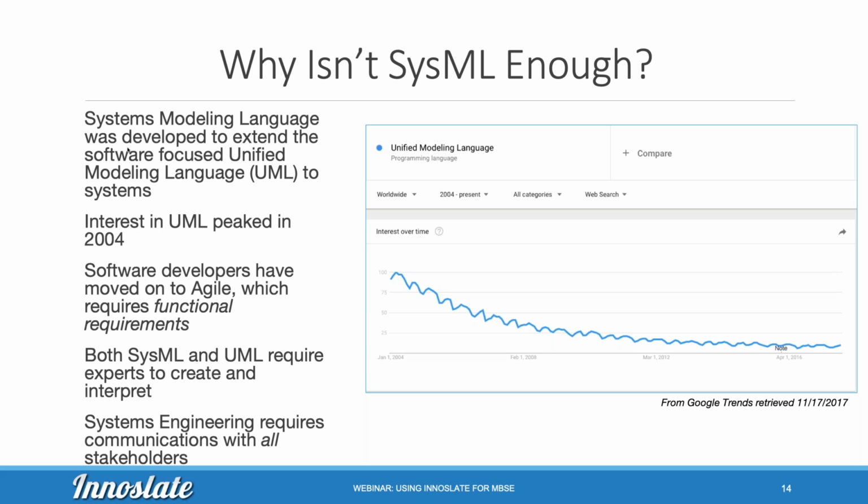So the software guys have moved on to something called Agile, and Agile is not Agile Systems Engineering. Please don't confuse the two. They're very different. And so people will yell at you if you try to confuse them in certain audiences. But Agile in software requires functional requirements to get started. Well, where do you get functional requirements? Well, historically, we did it from functional analysis. That was where they came from. And so you can do that.